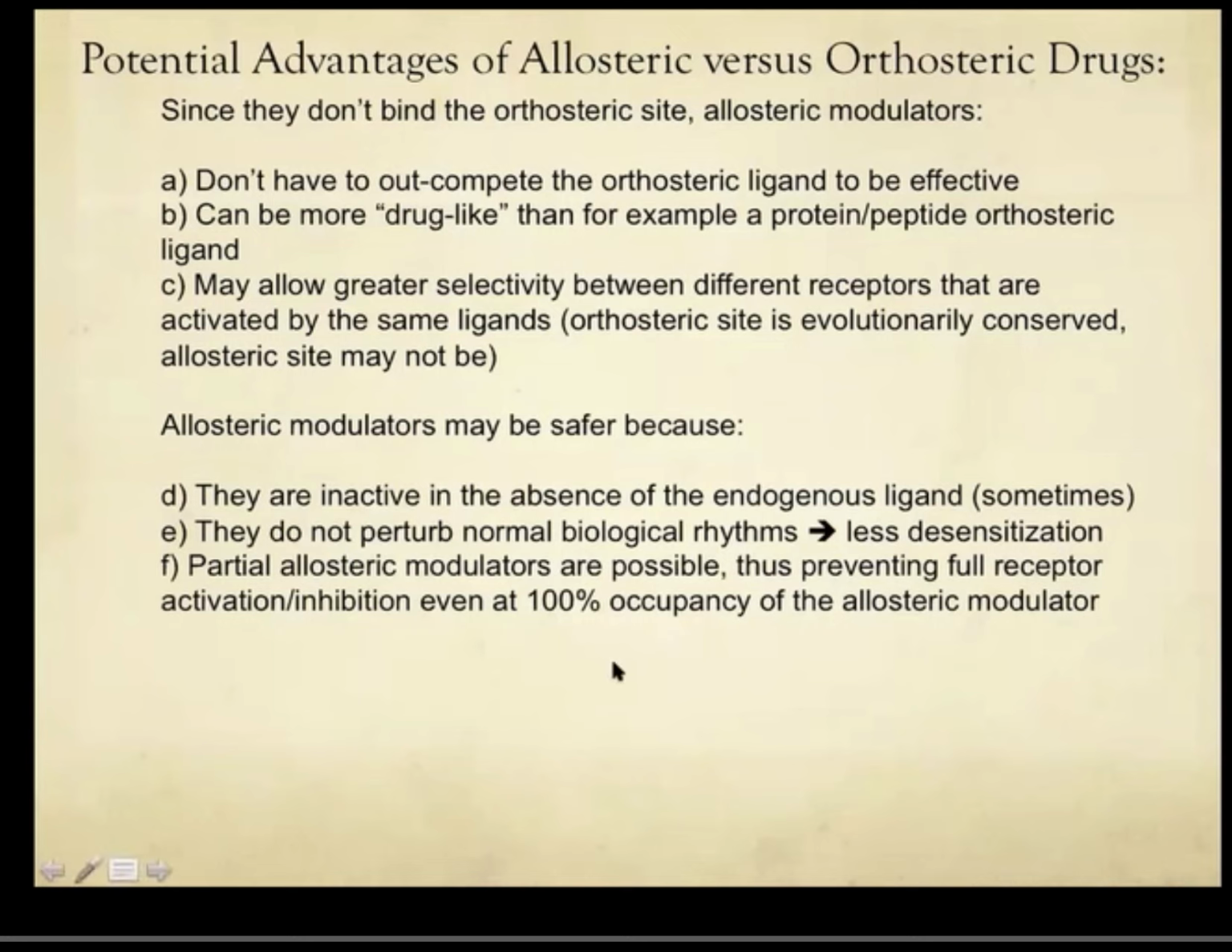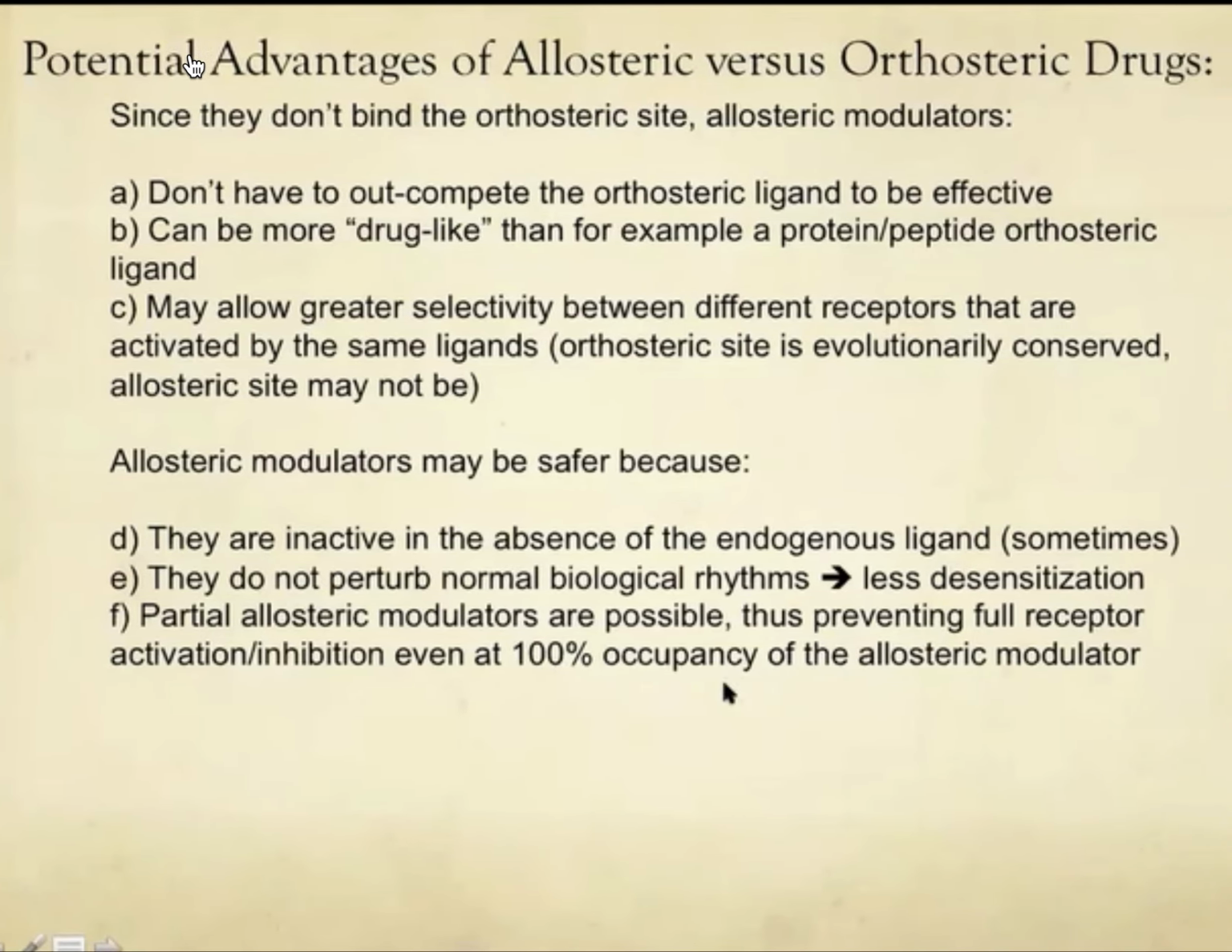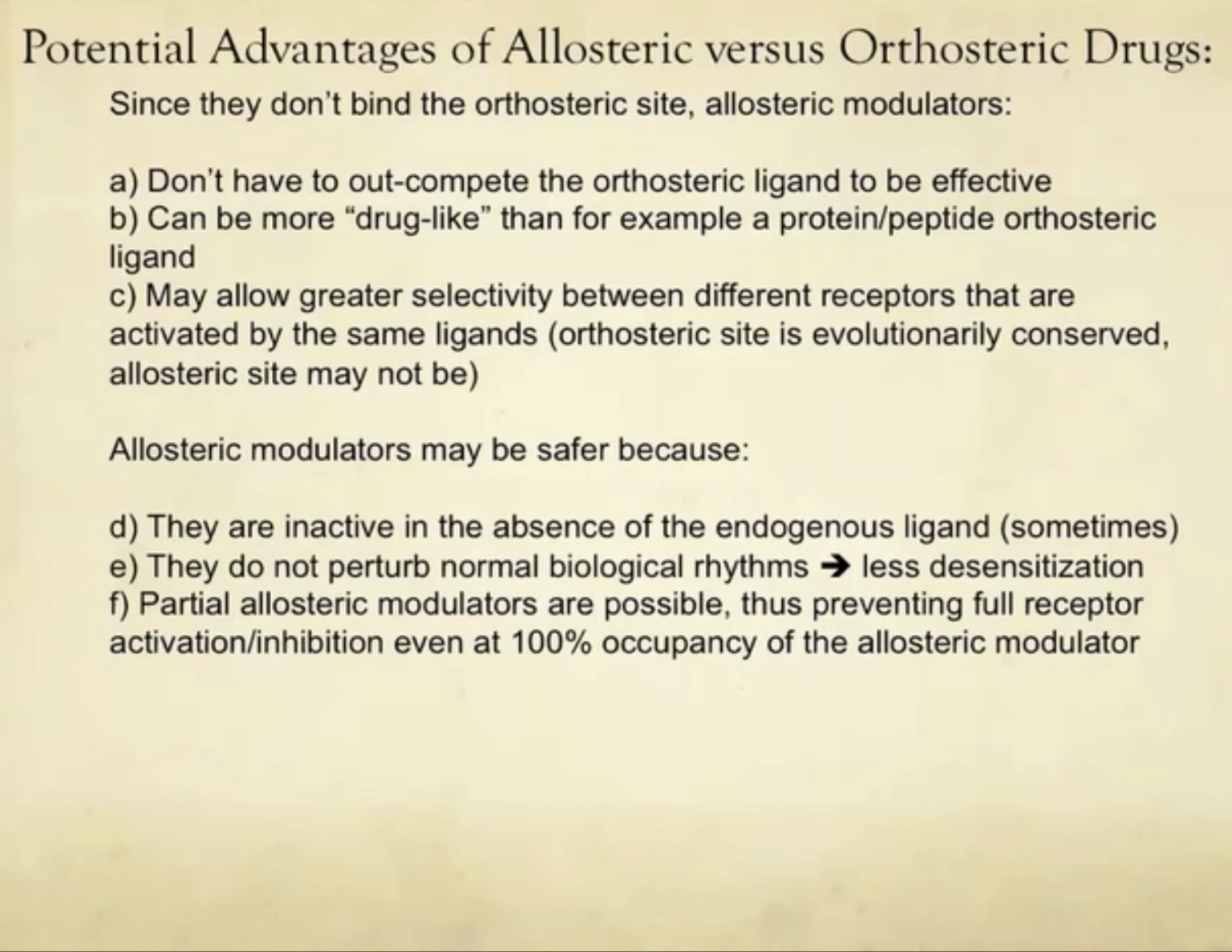It's also possible to make partial allosteric modulators. If you remember from some of your early lectures, a full agonist is an agonist that causes 100% activation of a response, and a partial agonist, even at a saturating concentration, can only partially activate the response. It's not because it doesn't have high enough affinity, it's because it can't activate the downstream response from the receptor as effectively as a full agonist.